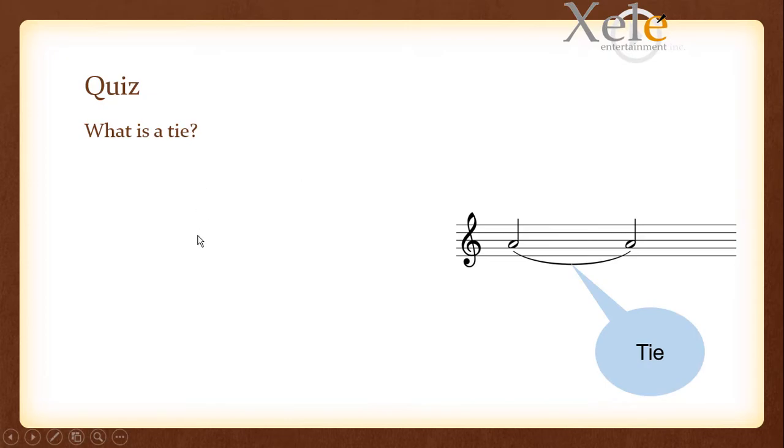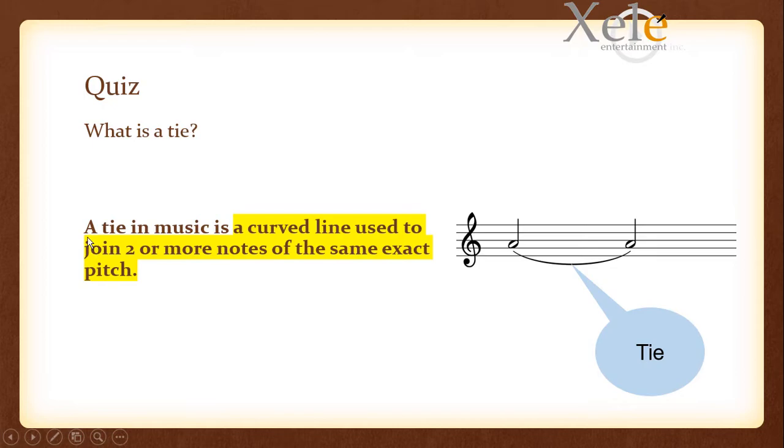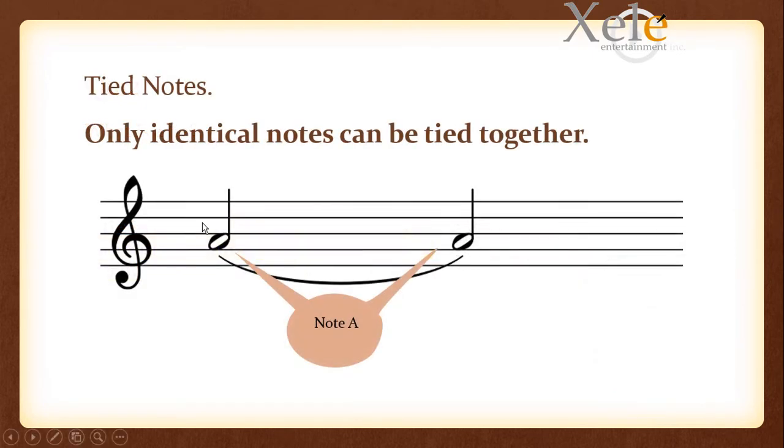So a quick quiz, what is a tie? You have this image here as some sort of clue for you. And if you use that appropriately, you should know that a tie in music is a curved line used to join 2 or more notes of the same exact pitch.